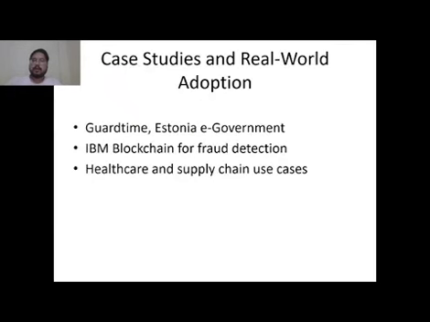So we move to our next slide, that is case studies and real-world adoption. Let's talk real world. Estonia uses blockchain to secure government records. IBM uses it to detect fraud in logistics and supply chain. Healthcare uses it to ensure the authenticity of medical records and track drugs. These are not just ideas, they are in action today. Guardtime, Estonia e-government, IBM blockchain for fraud detection, healthcare and supply chain use cases.